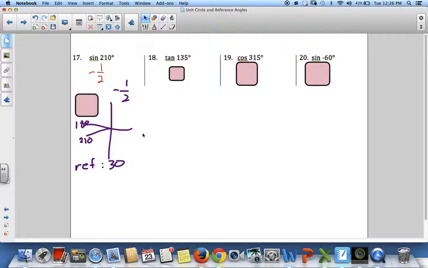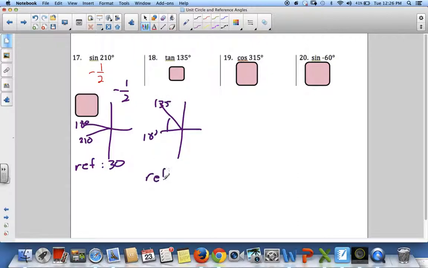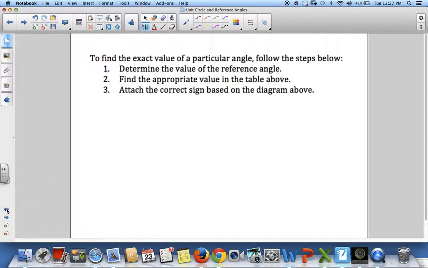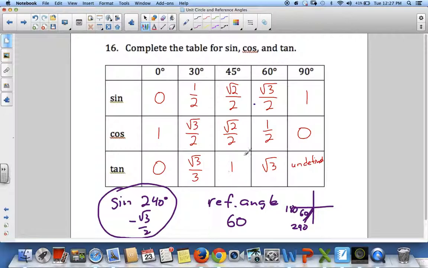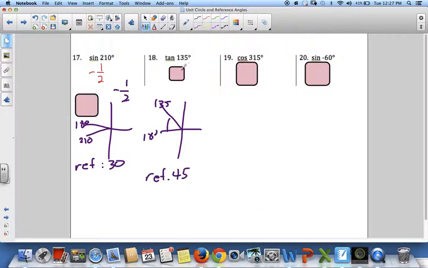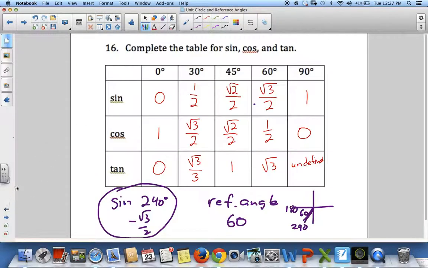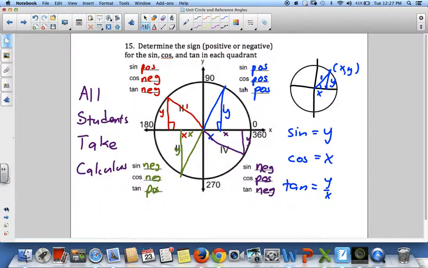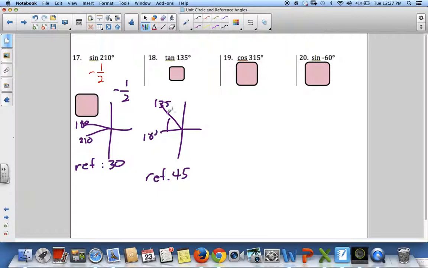Tangent of 135. 135 is over here. And the reference angle, 180 minus 135, is 45. Reference angle is 45. So it's going to be all the same things for the 45. So we wanted the tangent, which is 1. And then we just have to deal with the sign. In this quadrant, tangent's negative. So the answer would be then negative 1.